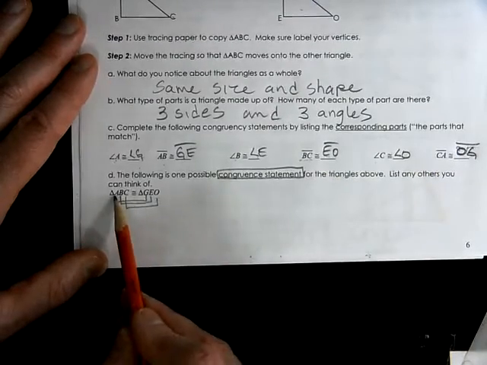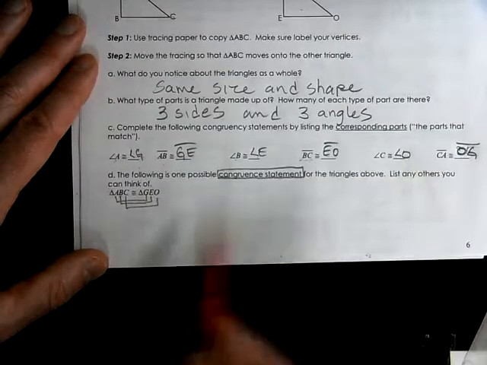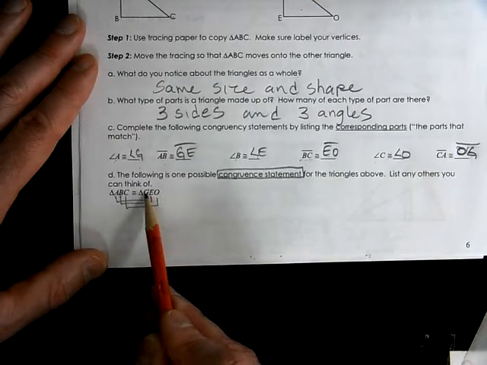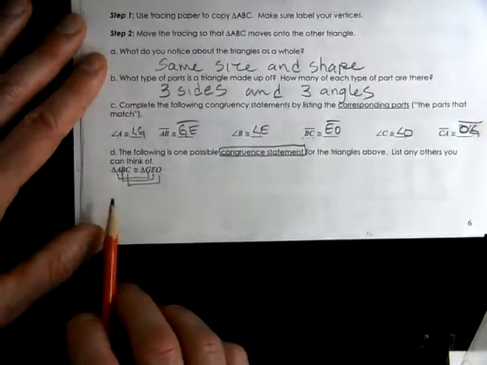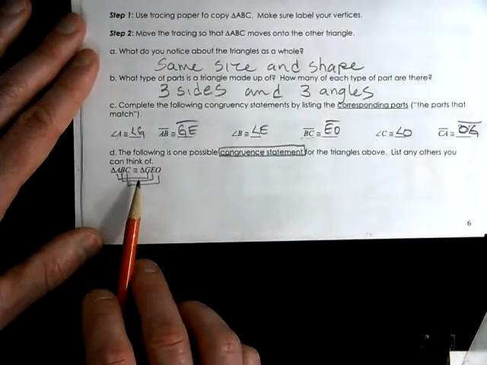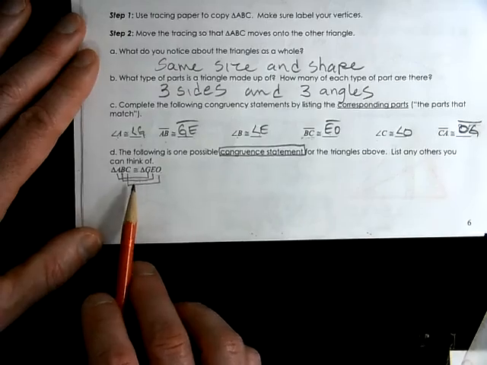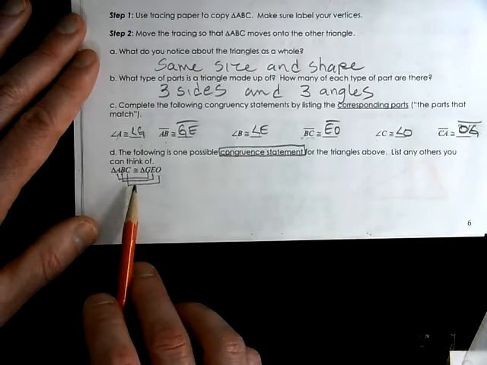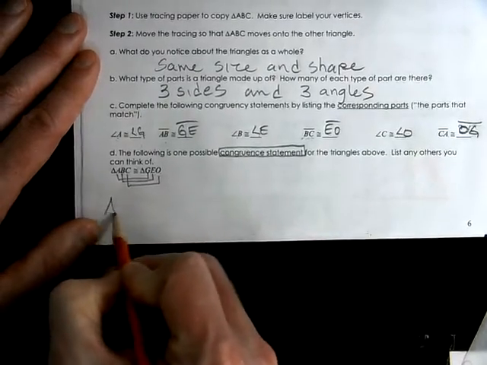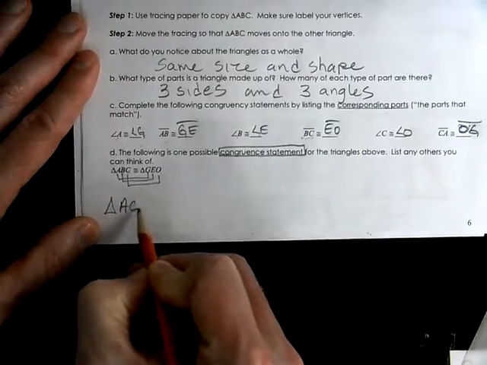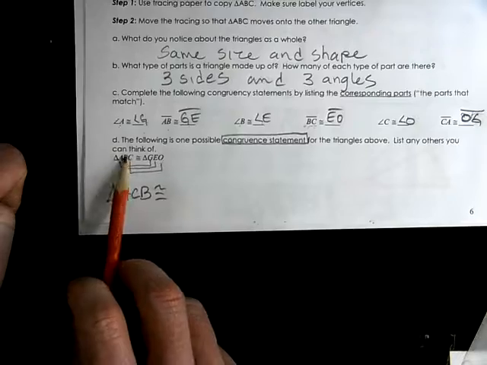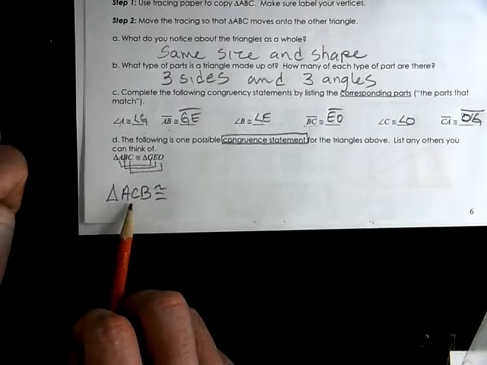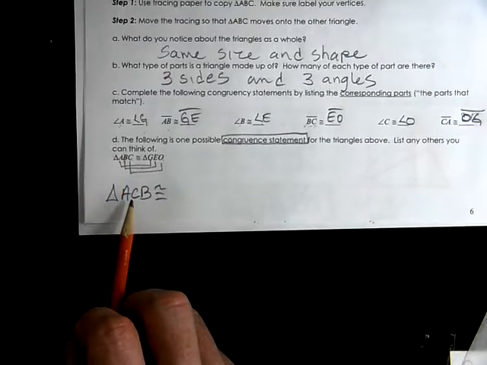CA were the last and the first. So OG is the last and the first. So the corresponding parts have to match up. So this is one of the possible congruent statements we could write. We could change the order of the first triangle. The first triangle can be written in many different ways. There's actually 6 ways to name a triangle.